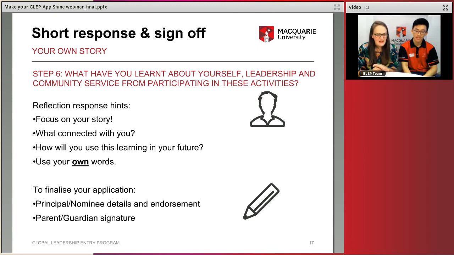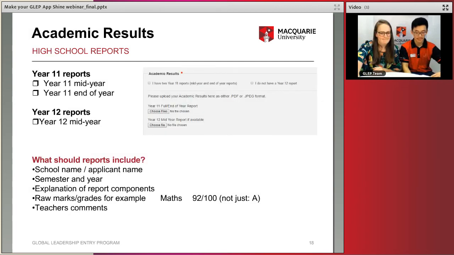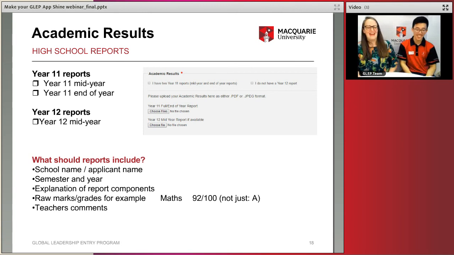And then lastly, to finalise your application, you will need the principal or the nominee, as Roger said. You'll need their details and their endorsement, and you'll also need your parents or guardian to give a signature as well. Next, we're a university, so we are going to be looking at your academics as well, obviously. So this is what you'll need to provide: your Year 11 reports, both mid-year and end-of-year, and also your Year 12 mid-year report, if you have it available. We want to see all three.